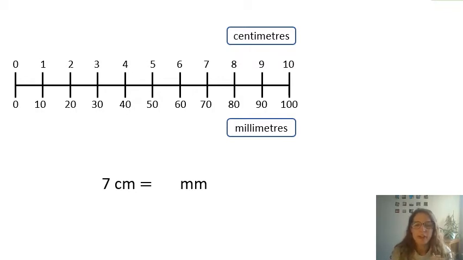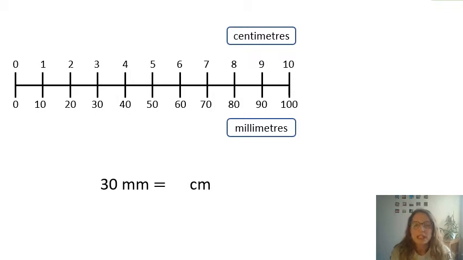Okay, so 7 centimetres is how many millimetres? You can use the number line to help you, or you could do it in your head and do 7 times 10. And it is 70. Okay, we've timesed it by 10 to get there.